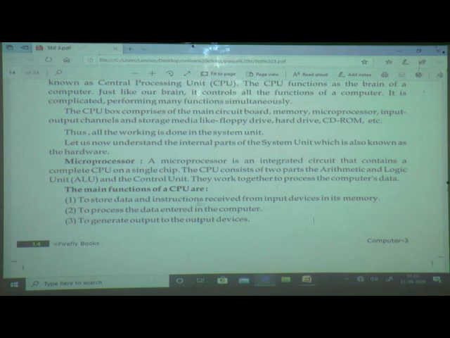What is the CPU doing? Firstly, it takes the data from the input devices. Afterwards, it processes it, and afterwards it gives the output on the output devices.